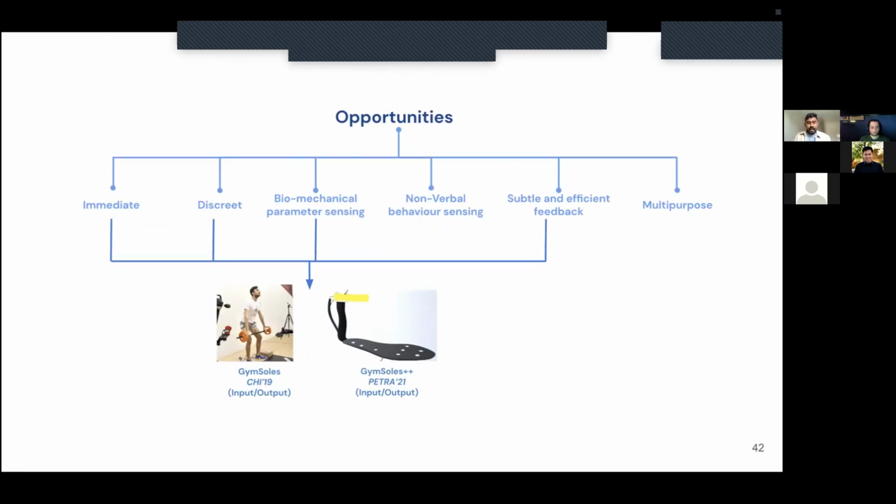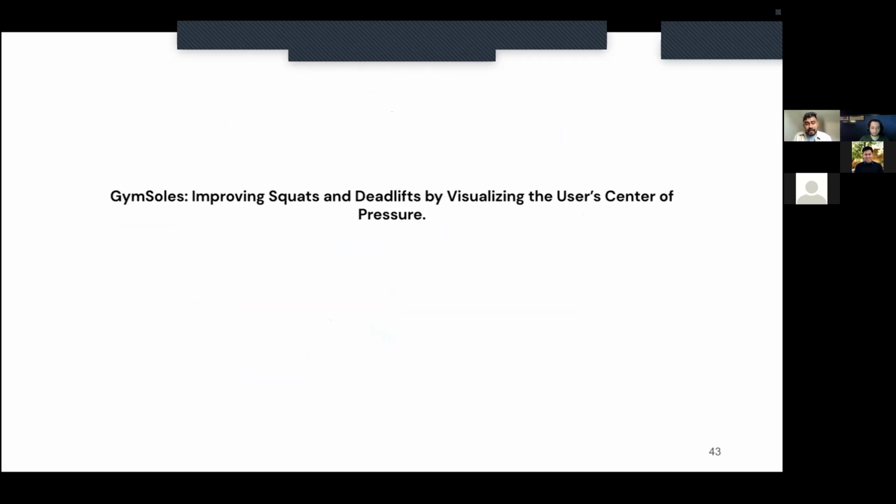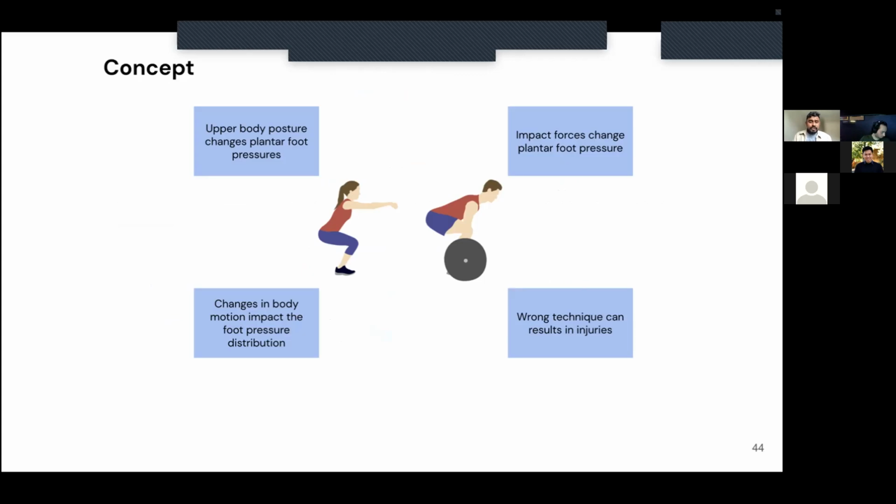So first of all, let's start by looking at this input-output interface, which we named GymSoles. We used this interface to improve squats and deadlifts by providing feedback of our center of pressure, one of the most important biomechanical parameters of our body. So let's look at the concept behind this work.